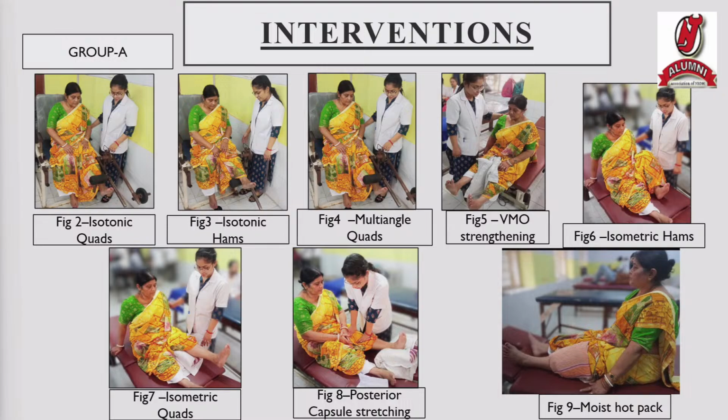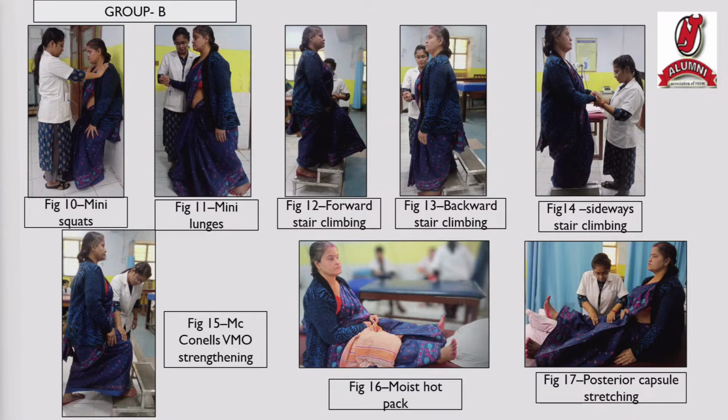Group B includes, next, mini squats and mini lunges using stairs. We ask the patient to fix the affected limb on stair 1 and then do forward, backward and sideways stair climbing, McConnell's VMO strengthening and posterior capsule stretching.